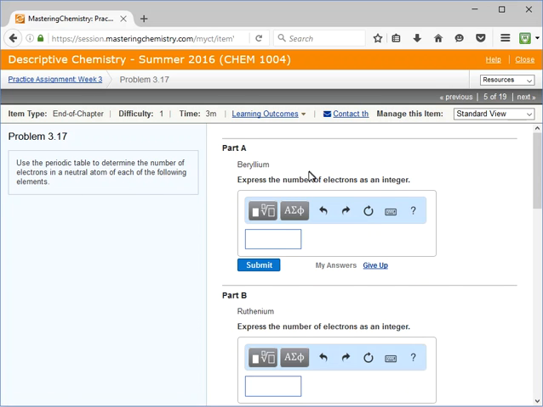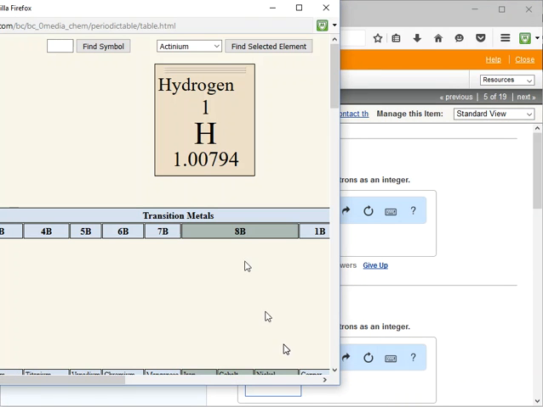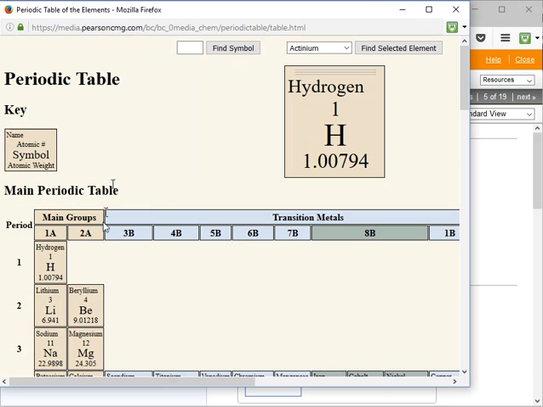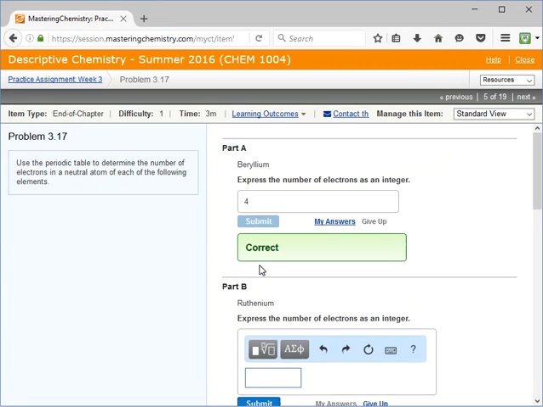So if I look at beryllium, for example, up here on the periodic table, here's beryllium, atomic number is 4 right up in here. And so the answer to this one is 4 protons, means it has to have 4 electrons. I put my 4 in, I do my submit, and everything's good. Okay, so don't make them more complicated than what they are.